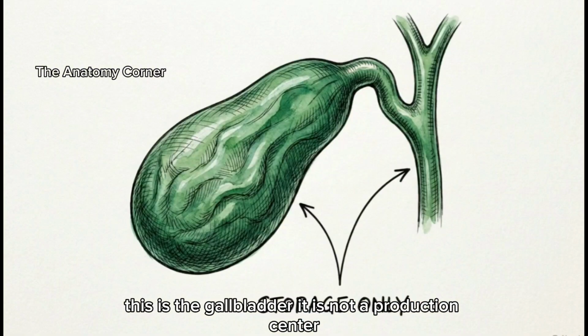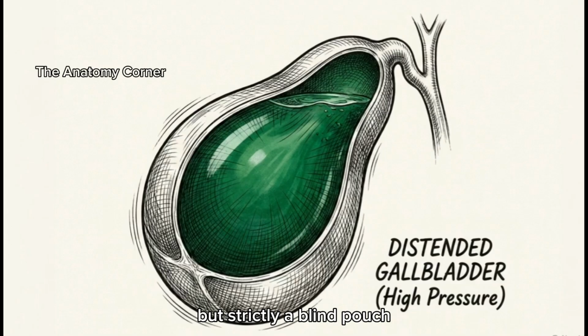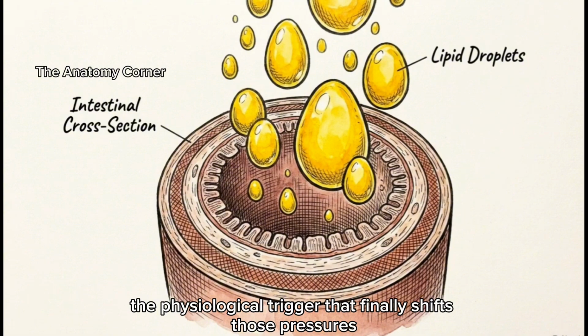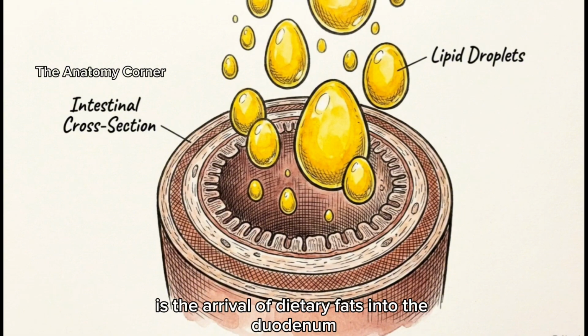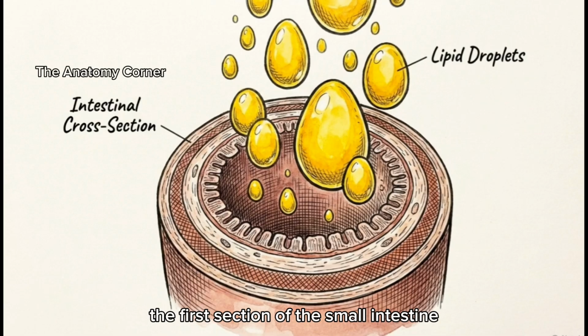It is not a production center, but strictly a blind pouch designed to hold backed up bile until internal pressure gradients change. The physiological trigger that finally shifts those pressures is the arrival of dietary fats into the duodenum, the first section of the small intestine.